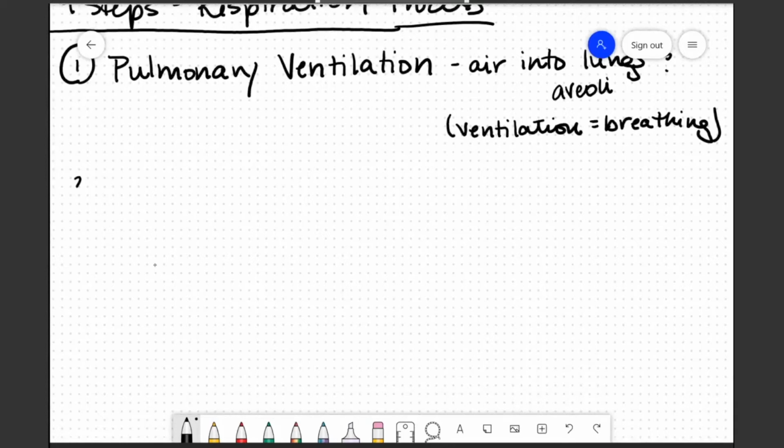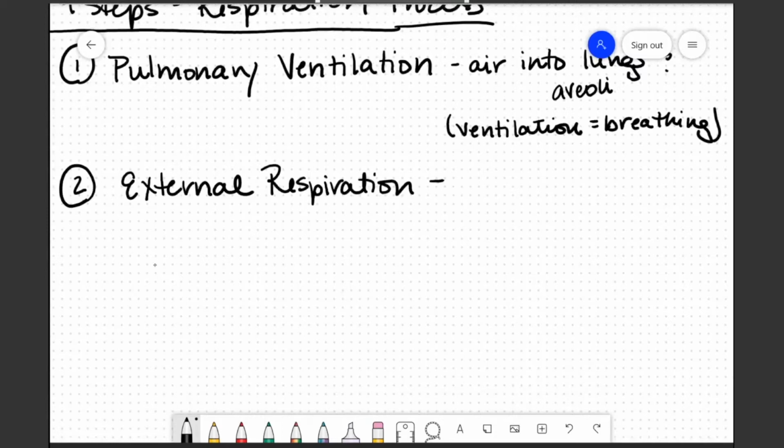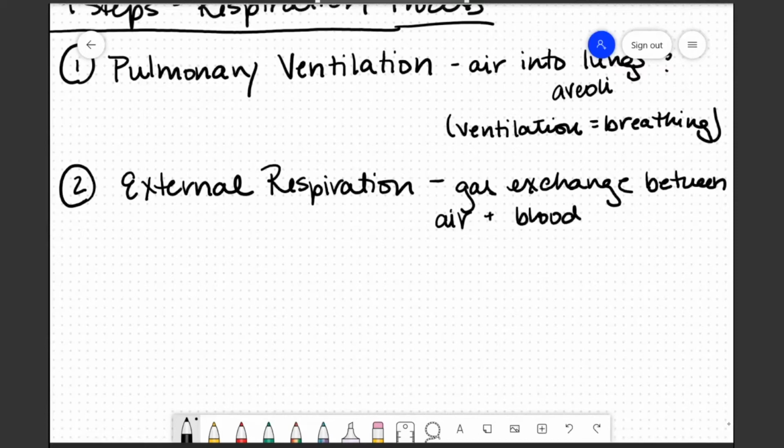The second step of respiration is external respiration. This part of the process is a gas exchange, and we are exchanging gases between 2 places: the air that we have just breathed in and the blood. This takes place in our lungs. When we are exchanging gas, we are passing this O2 from our air into our bloodstream. This is how we are taking air into our blood, through the process of external respiration.